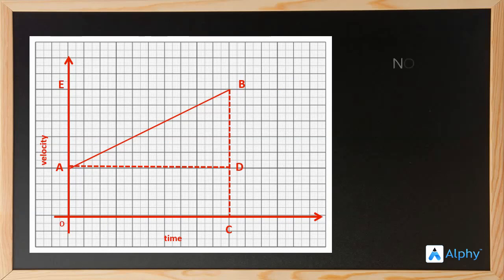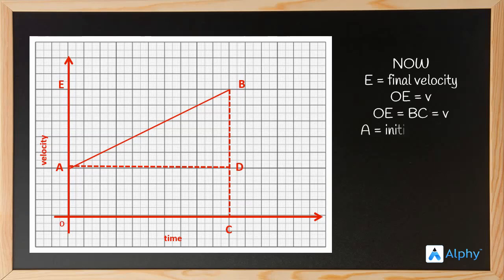E is final velocity, that is the corresponding value. So OE will also give me final velocity, correct? The measure of OE represents final velocity. We also know from the graph that OE equals BC. So OE equals BC equals V. We'll keep this value in mind.